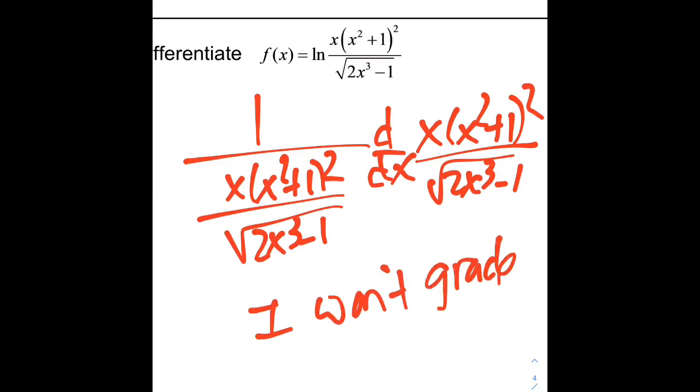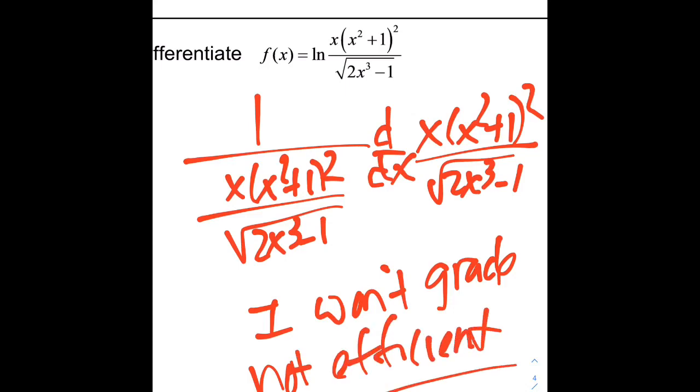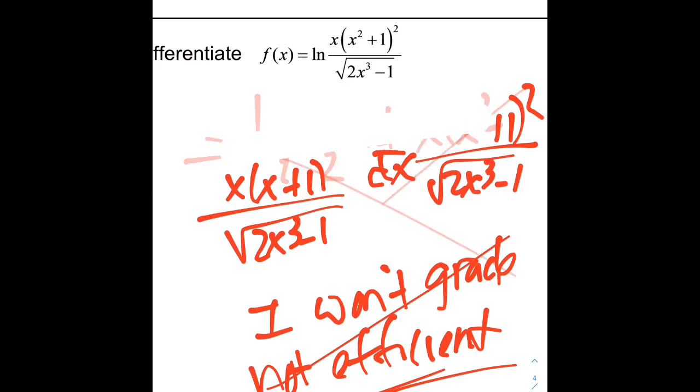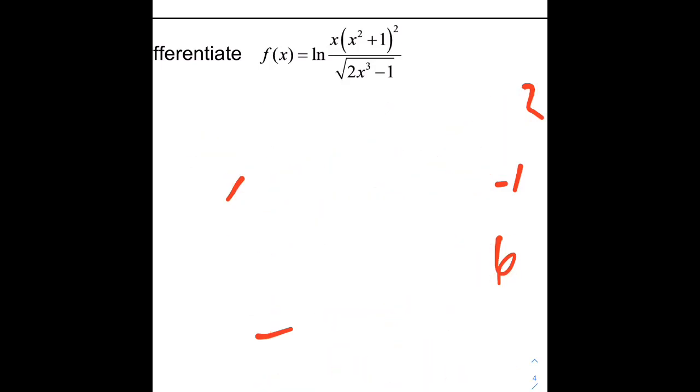This is not efficient. This is not how you go about differentiating this at all. That is a waste of your time. That is not good calculus. Even if it's valid, it's just not good calculus. What should you do in this case?